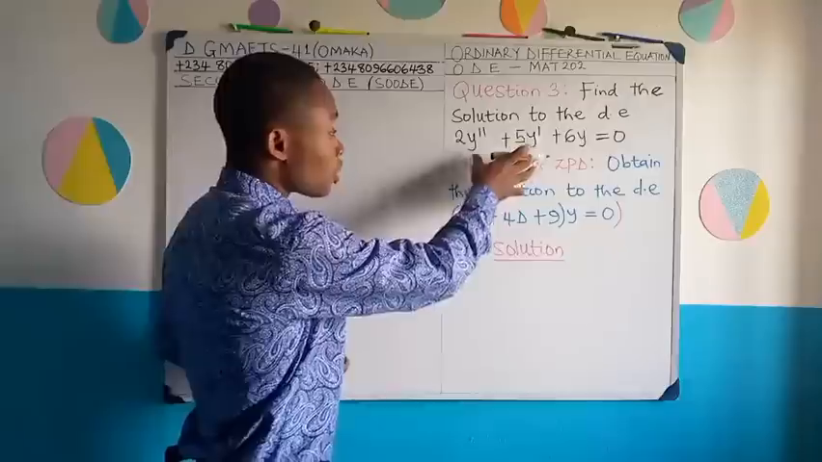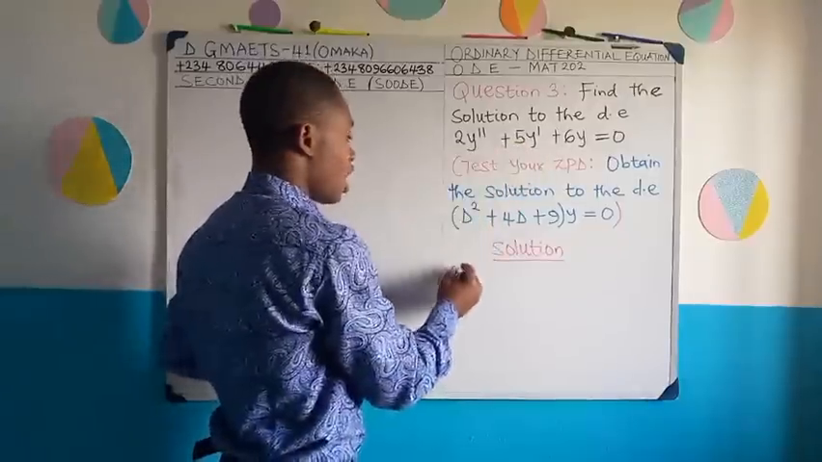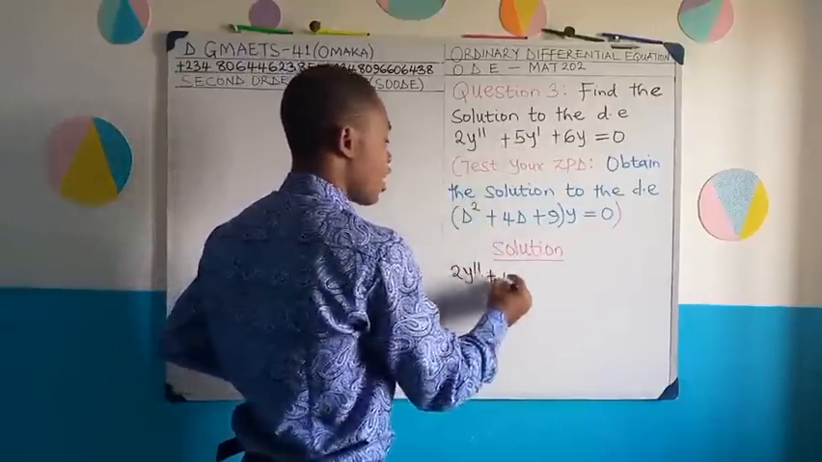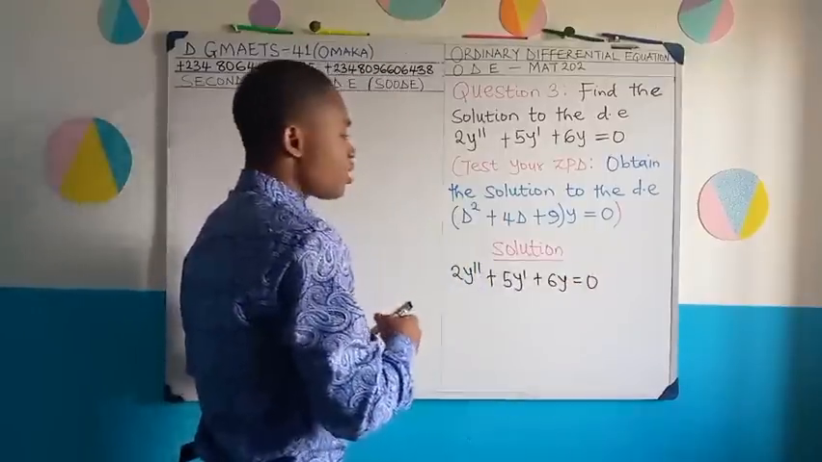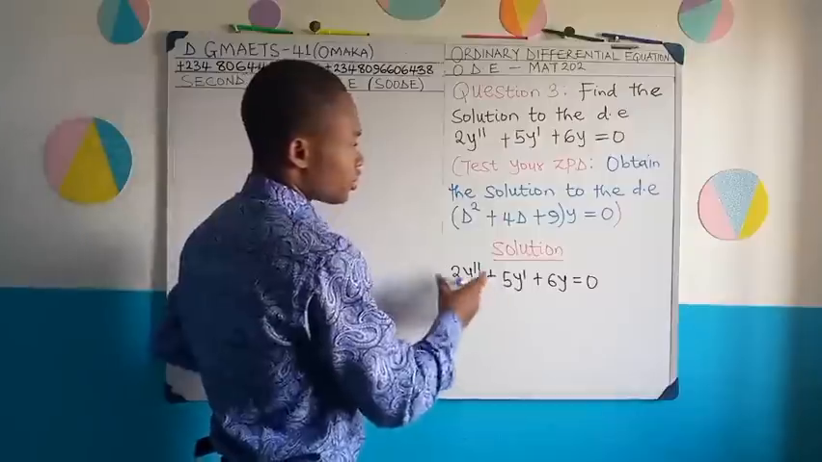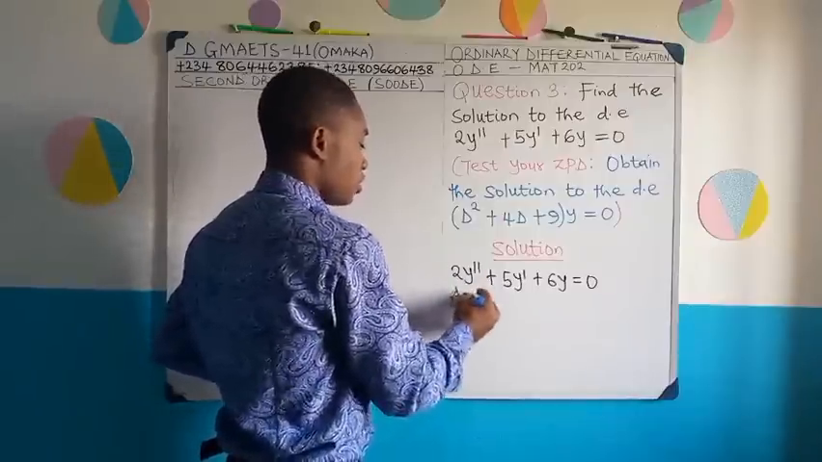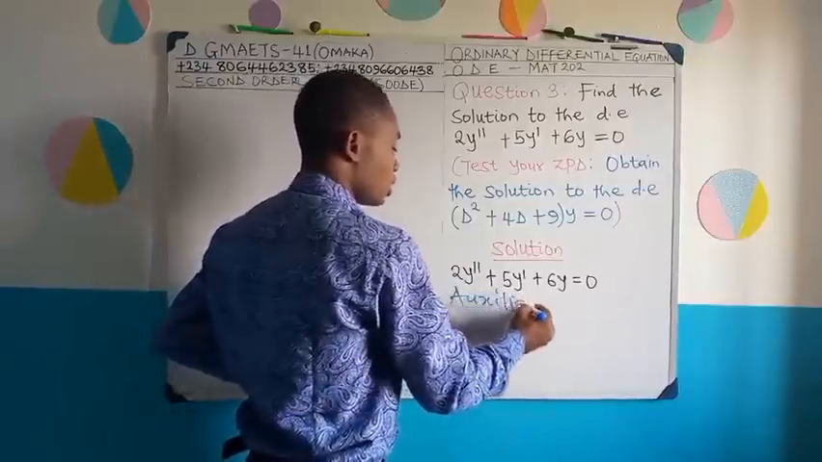For this problem, our homogeneous O.D.E. is giving us 2y prime prime plus 5y prime plus 6y equal to 0. The auxiliary equation to this homogeneous O.D.E. is given by what we have here on the board.